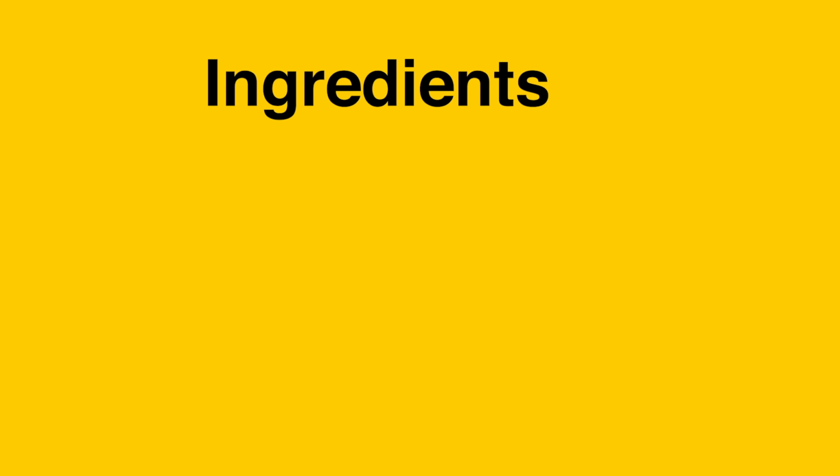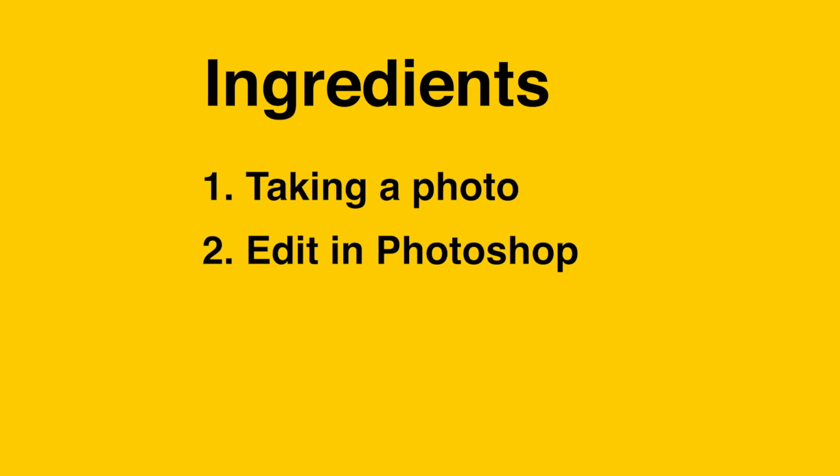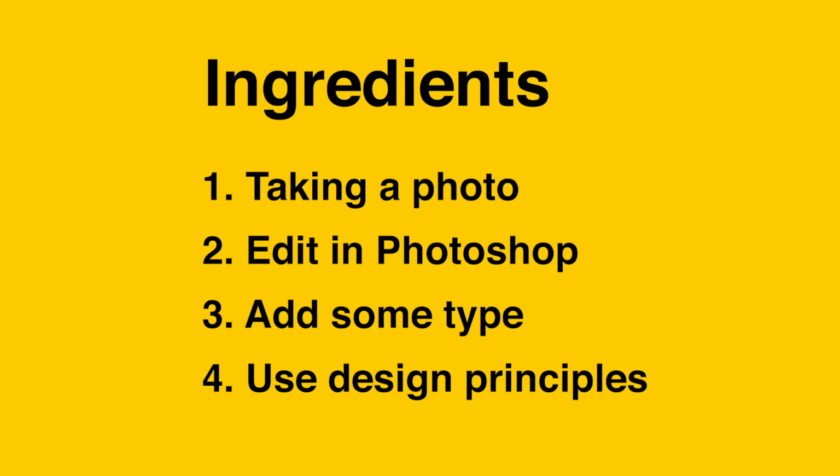So here are our ingredients. First, I'm gonna be taking a photo, gonna be using that photo as my background. Gonna take that photo, I'm gonna edit it in Photoshop, then I'm gonna add some typography, and all along, I'm gonna be pointing out how we apply those design principles that we talked about before.